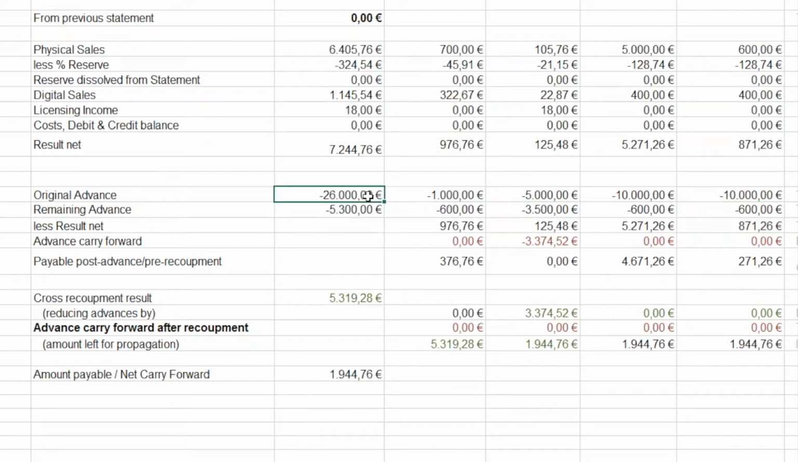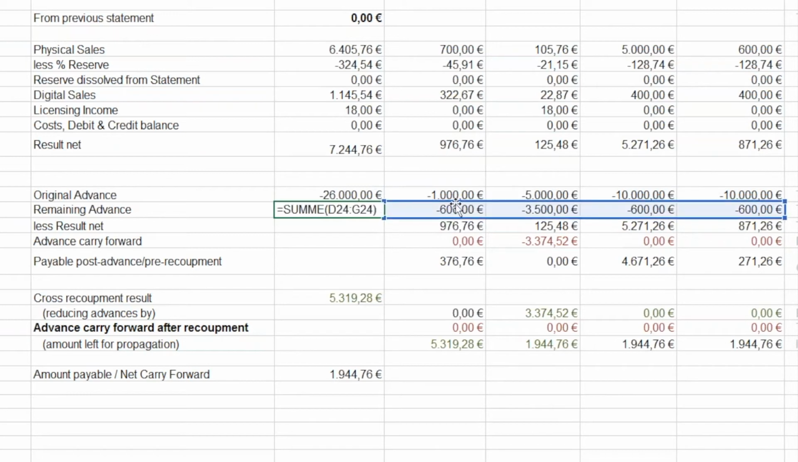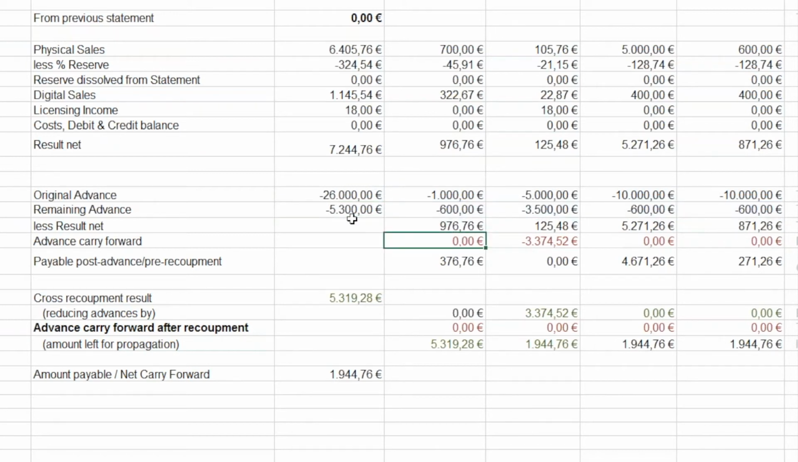These 2 are just the sums of the rows on the right for illustration. What is the total original advance of all group contracts and the total remaining advance of all group contracts.